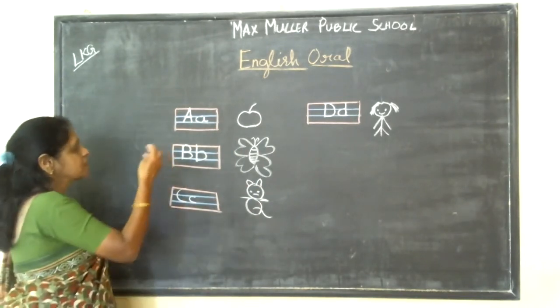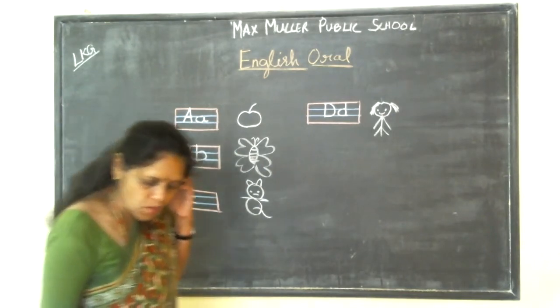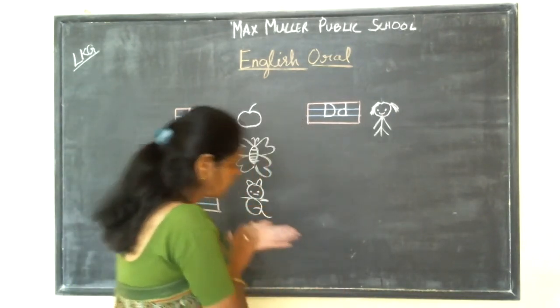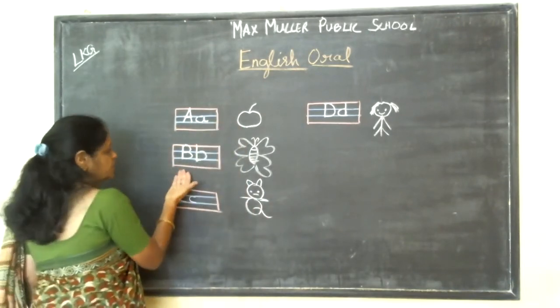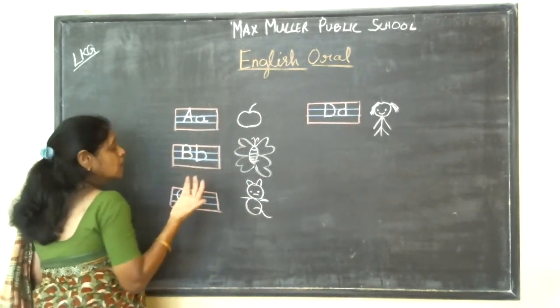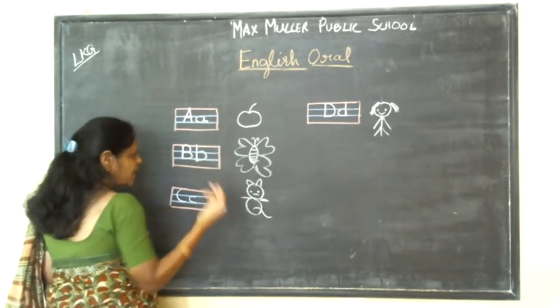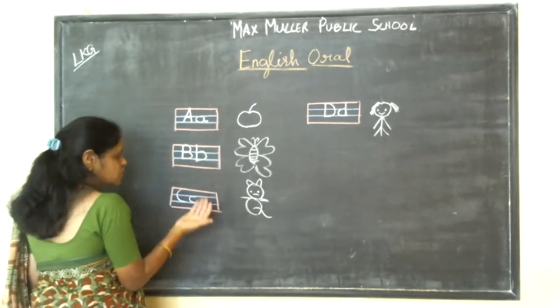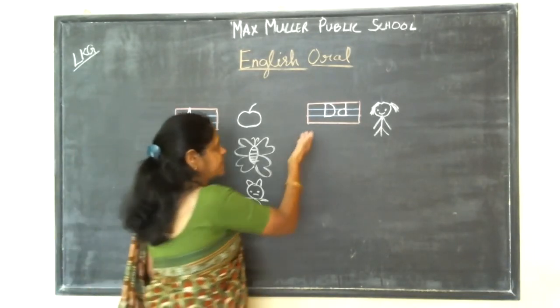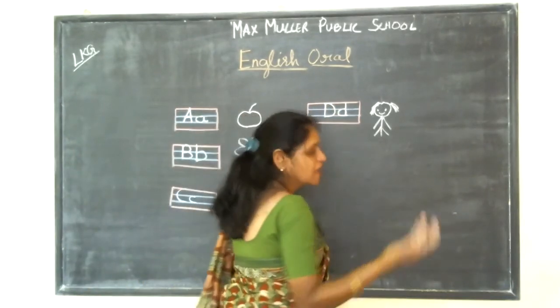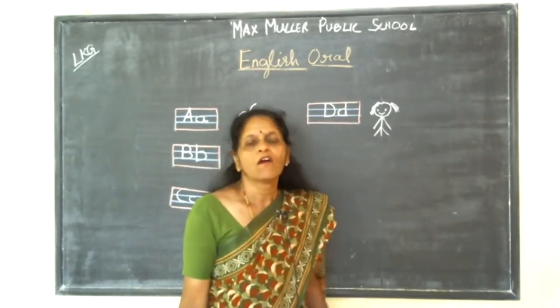Again, I will repeat. Capital A, small a. A for apple. Capital B, small b. B for butterfly. Capital C, small c. C for cat. Capital D, small d. D for doll. Okay, children.